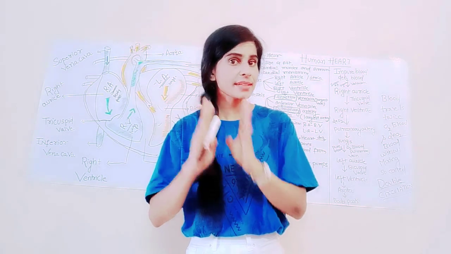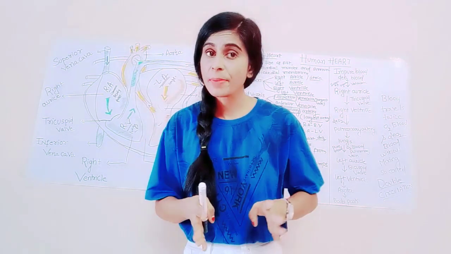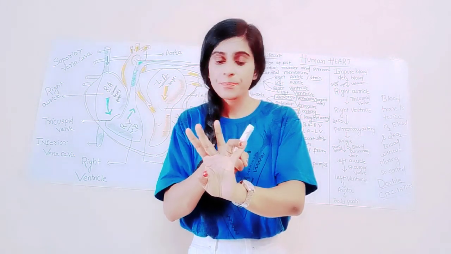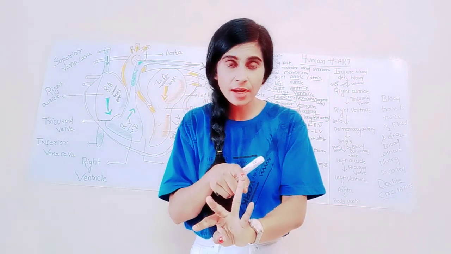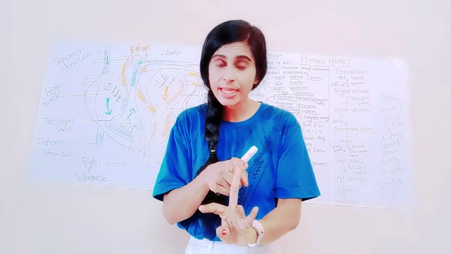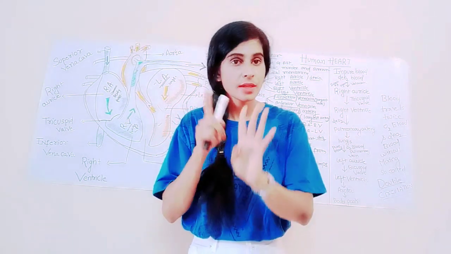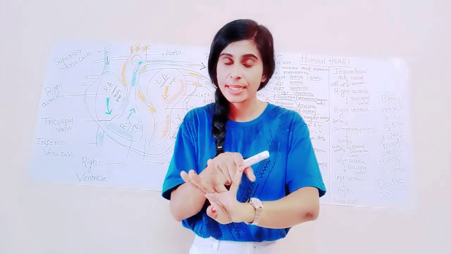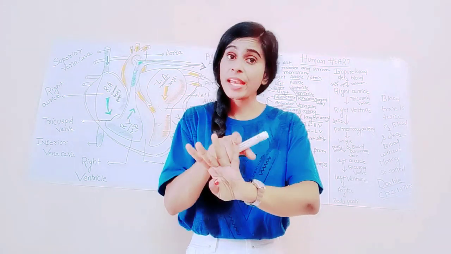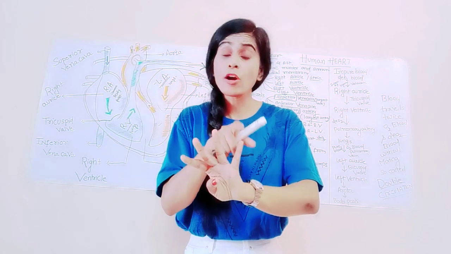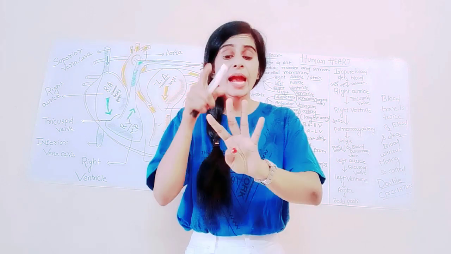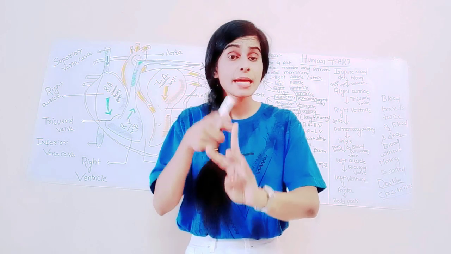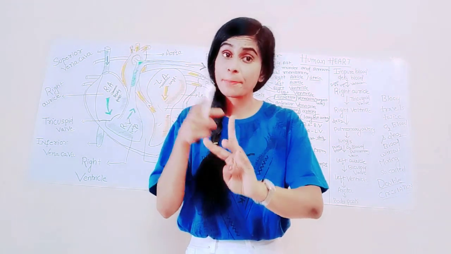We have discussed arteries and veins. So, how many blood vessels take part here? 4. Superior vena cava, inferior vena cava, pulmonary artery and your aorta. Superior vena cava is the largest vein. And remember, a vein always carries the deoxygenated blood, and your pulmonary artery carries your oxygenated blood.